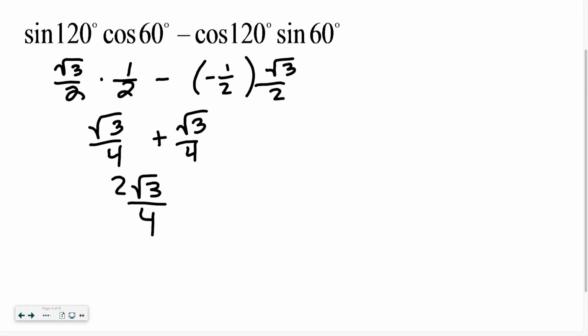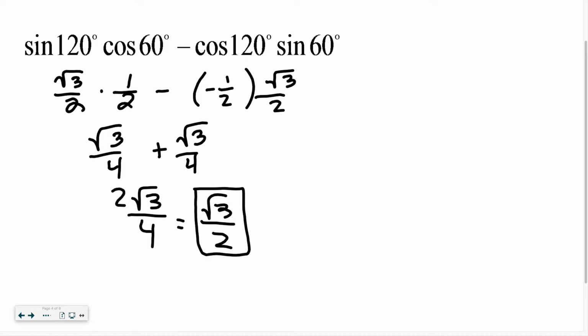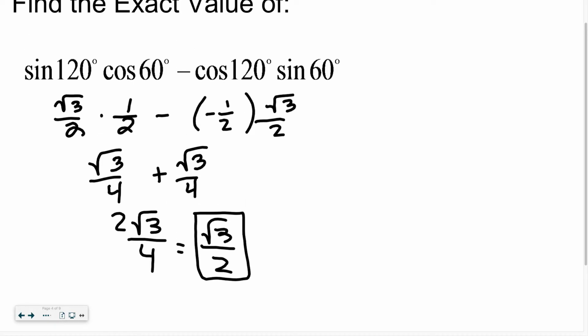So it doesn't become a square root of 6. You don't add things under radicals. You add like terms. So there are 2 of them. And then, of course, that reduces to be square root of 3 over 2. Okay. That works. It's still finding the exact value.